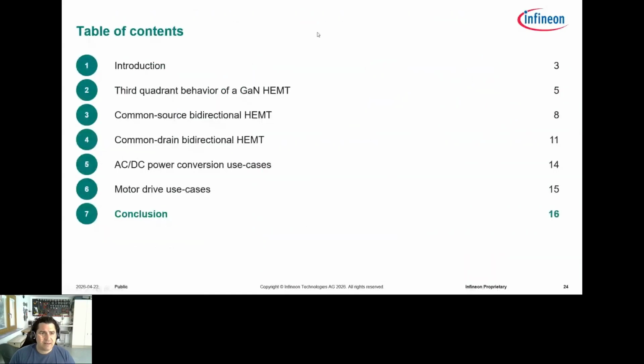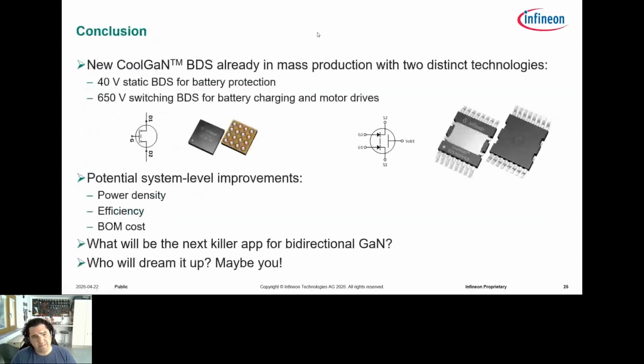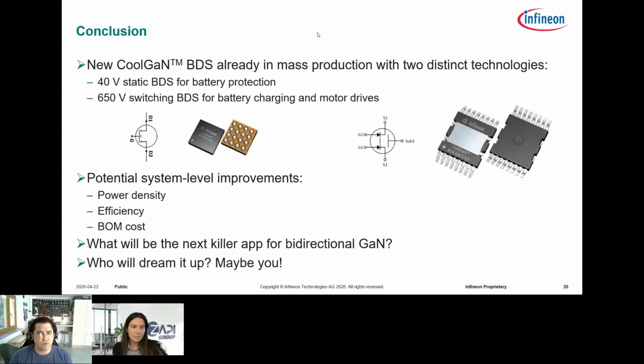So now's the time to wrap up. I think I've thrown a lot of information at you, and I'm hoping for some really good questions. I would summarize by saying this is not about what's coming in the future. This is about what's here now. We already have in mass production the battery protection switch that I mentioned at 40 volts. Other voltage nodes will be coming soon. We have the 650 volt bidirectional switch in mass production already designed into end customer products that you may even have in your house today.